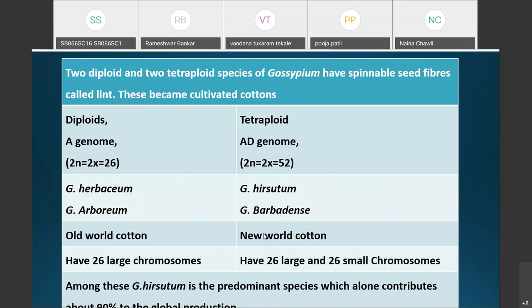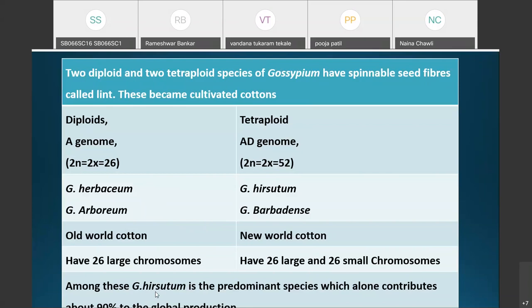Of all these species, these are the four species, two diploid and two tetraploid. Among all these four species, Gossypium hirsutum is the prominent species, which alone contributes about 90% to the global production. That means of these four species, Gossypium hirsutum, a tetraploid species, is cultivated extensively.